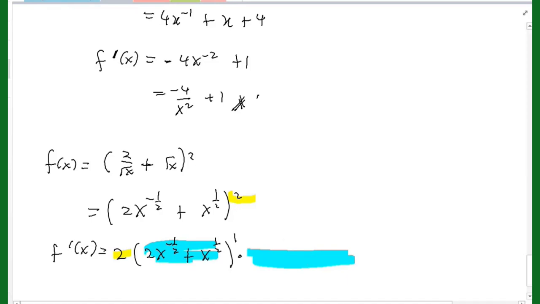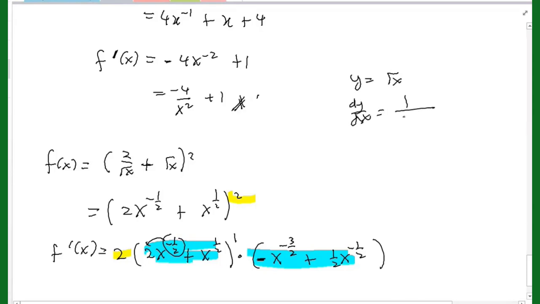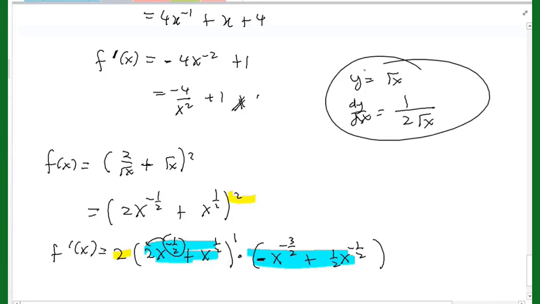Bring down the negative, right? Negative, and then x power negative 3 over 2. Bring here, so negative 1 times x power this one, and plus half x power negative half. Actually, if you differentiate square root of x, you can write it directly like this, 1 over 2 square root of x, or do it step by step: change to x power half and bring down the power.